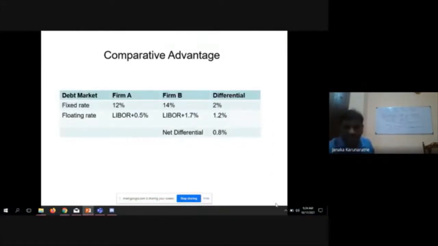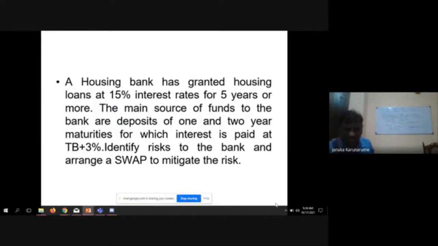So this is one way. There may be so many ways. Similarly, I'm not going to answer this one. Try at home. A housing bank has granted housing loans at a 15% interest rate for 5 years. The main source of funds to the bank are deposits of 1 and 2 year maturities, for which interest is paid at TB plus 3%.